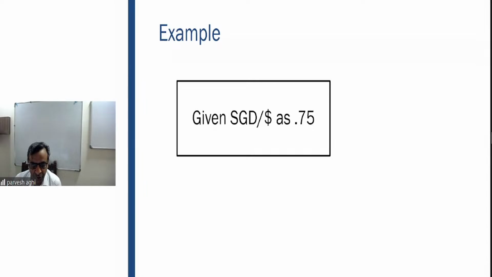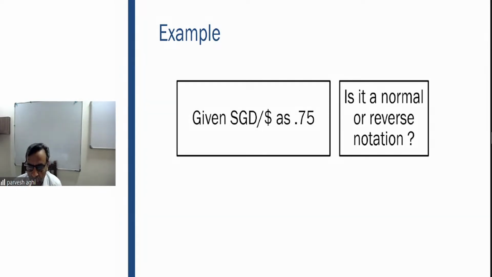Okay. Just one more question. Suppose it is given that 1 Singapore dollar, SGD, oblique dollar is 0.75. Is it a normal quotation or a reverse quotation? So 1 Singapore dollar is equal to 0.75 dollars. So is it a reverse? Yeah, absolutely right. So, reverse quotation.